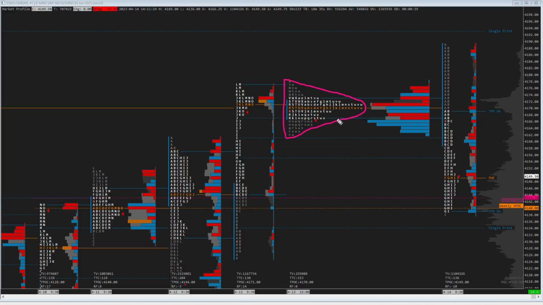So we look at the shapes of each profile, right? This looks like a capital D shape. We look at the highs of profiles, the lows of profiles, value area lows, value area highs, points of control, not to be confused with VPOC, which is volume point of control. Point of control is where we spent the most time, right? Time is a key factor.